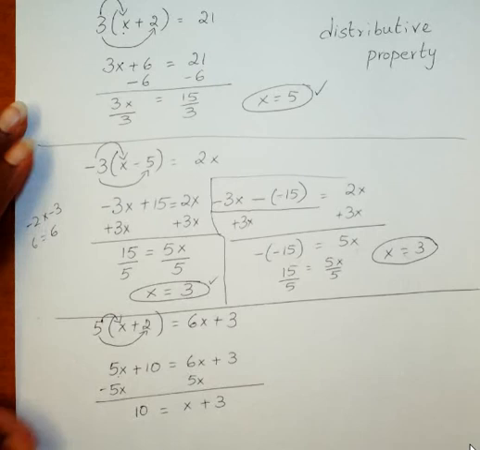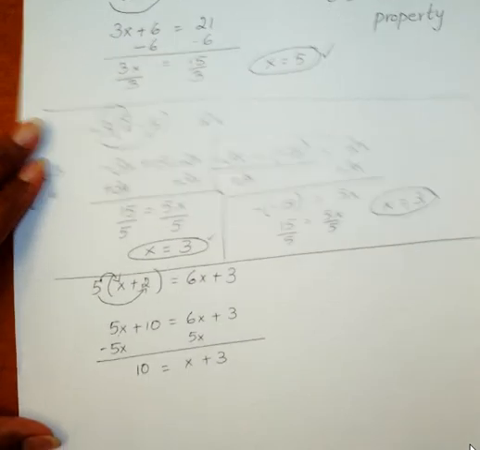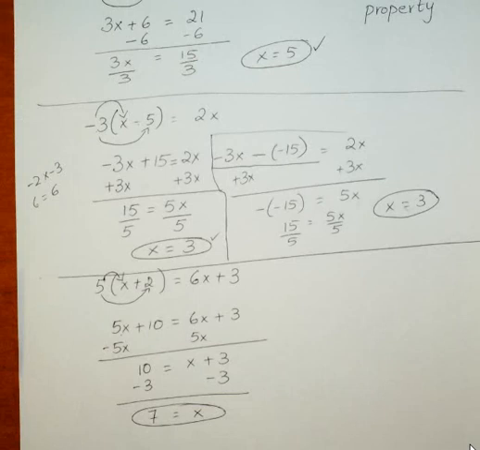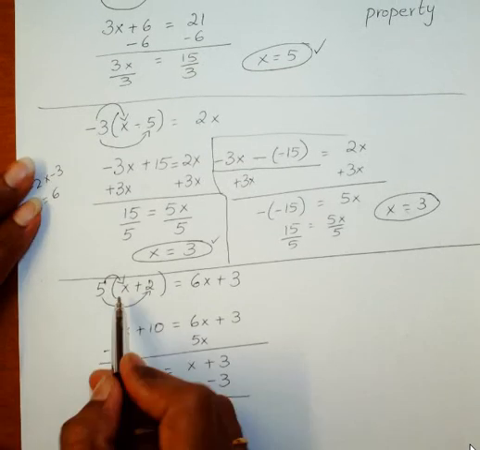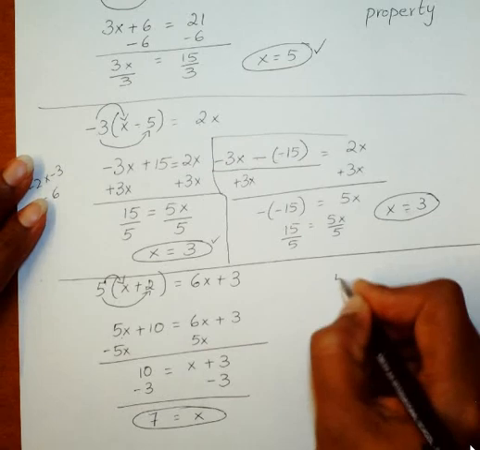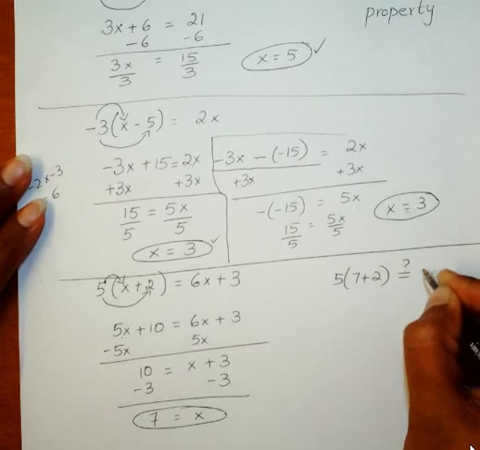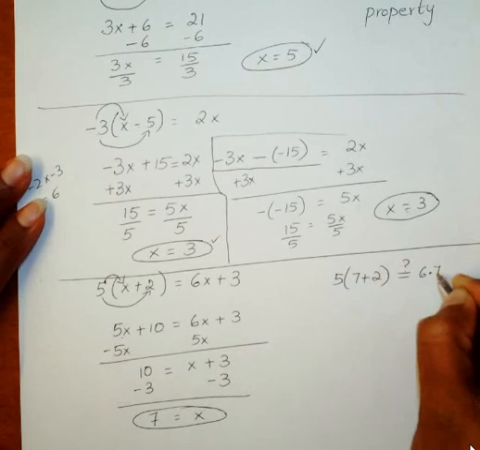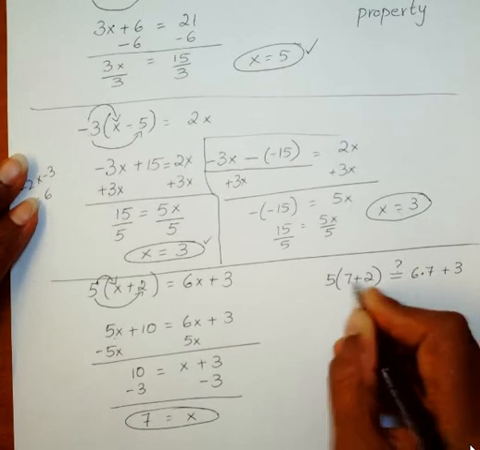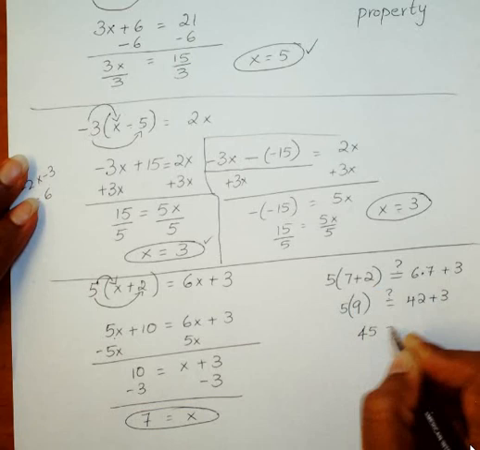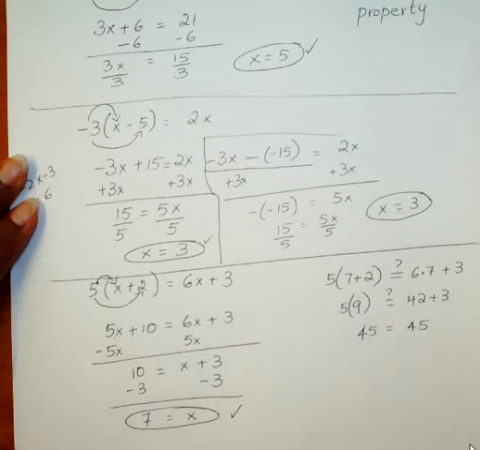Now it's easy, right? It's just a one-step equation. So I'm going to subtract 3 on both sides. So you end up with 7 equal to x. Again, check your work to make sure it's right. If I plug in the value of x on the left side, it is 5 times 7 plus 2. We want to check if this is equal to 6 times 7 plus 3. So 5 times 7 plus 2, 7 plus 2 is 9. 5 times 9 is 45, and 6 times 7 is 42 plus 3 is 45. So 45 is equal to 45. So x is equal to 7 is the right answer.